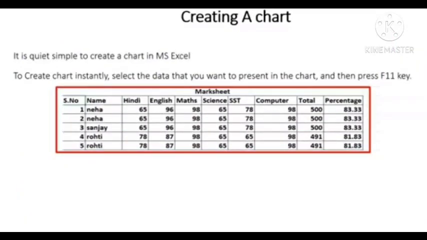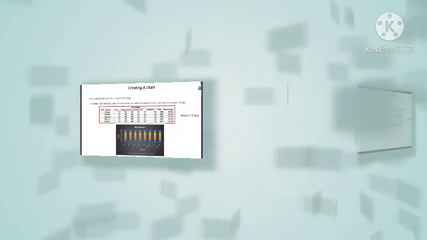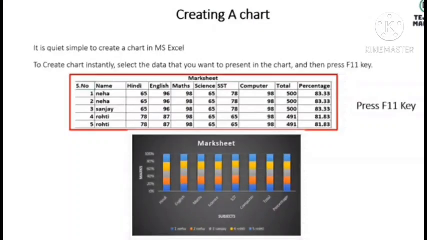Now suppose this is the data table in which you have the marks of the children written. You have to just select that table and then press the F11 key. Over here it is done, children. See, it is selected, so you get a red border outside, and then after that you press the F11 key. Okay, you get a chart immediately below your table.